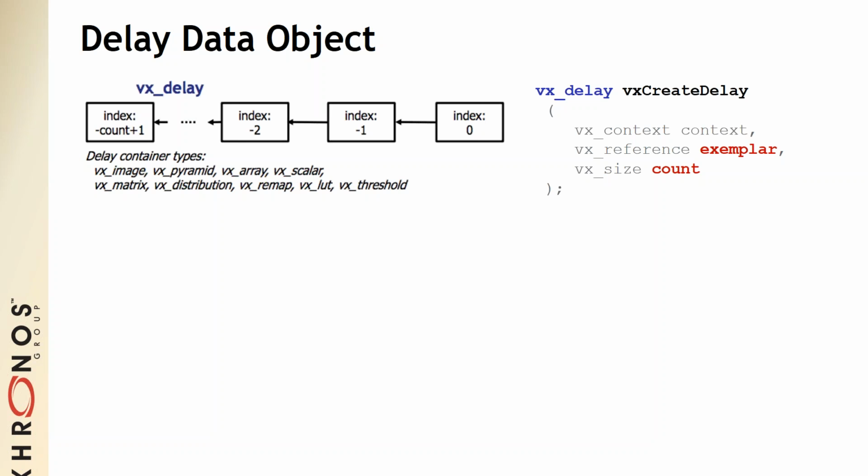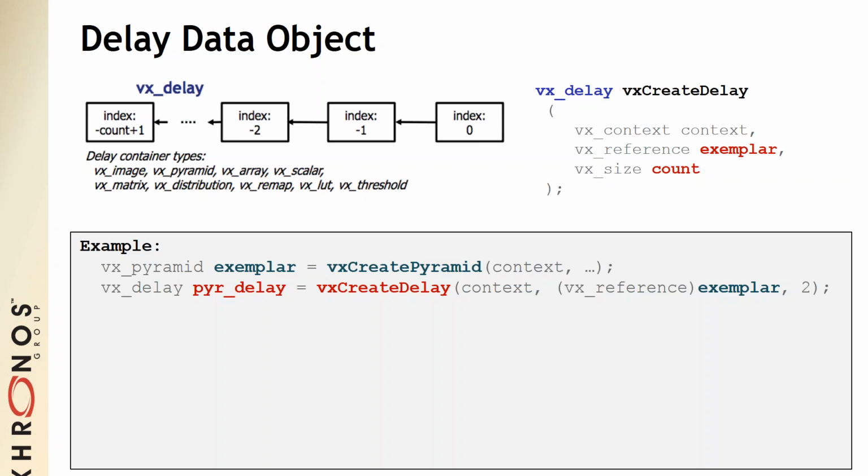The reason for taking a reference as an input is so that we don't have to have separate functions like create delay from image, create delay from pyramid, and a whole set of functions. This simplifies it. Any object can be downcast to a reference. We have that feature in OpenVX.